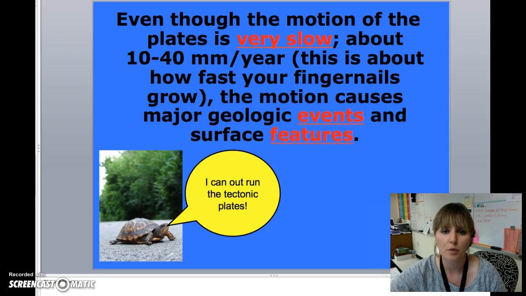Even though the motion of the plates is very slow, about 10 to 40 millimeters per year, this is about how fast your fingernails grow. The motion causes major geologic events and surface features.